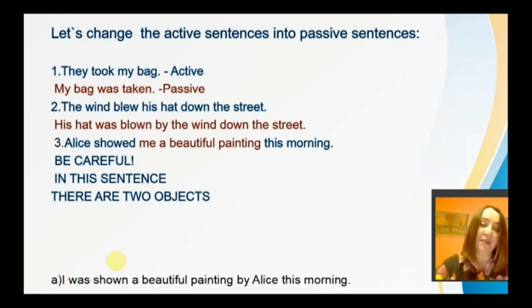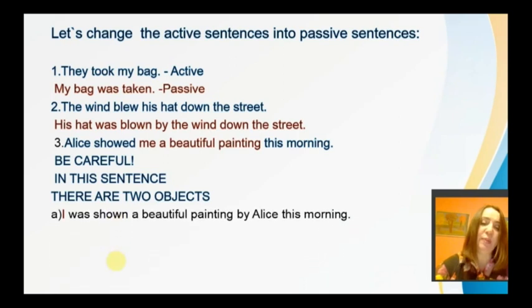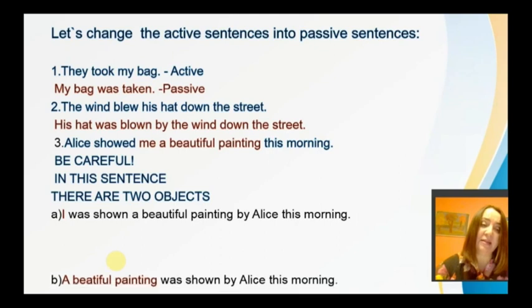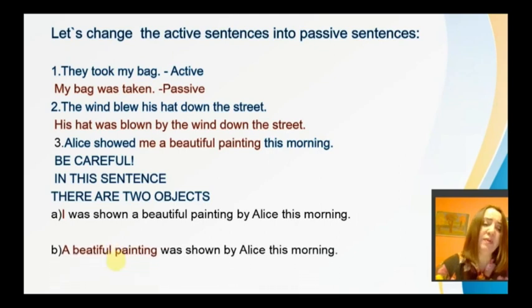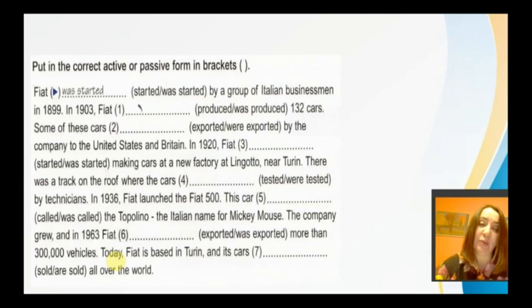Okay, let's see the first sentence. I was shown a beautiful painting by Alice this morning. So, object pronoun me turned into personal pronoun I. And the second sentence, a beautiful painting was shown by Alice this morning. I hope that you did it well.